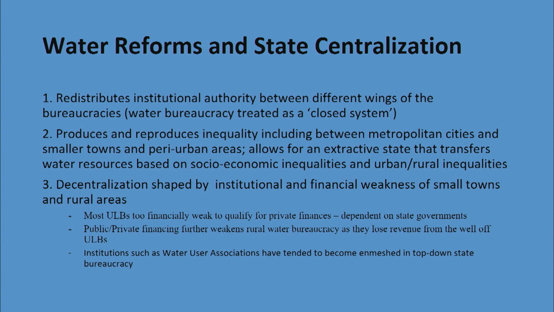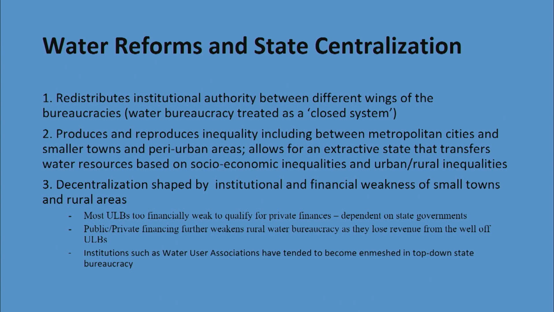The second point I'd like to summarize is that the water reforms tend to produce and reproduce inequality between metropolitan cities on the one hand and smaller towns and peri-urban areas. So we need to think about the urban in a more complicated way. And what this does as a side effect is it allows for what I would call an extractive state that transfers water resources based on socioeconomic inequalities and urban-rural inequalities. I use the word extractive to oppose it to sustainable. What happens is the state gets into a mode of crisis management where it then has to extract resources in order to deal with a crisis of water scarcity, which Richard was laying out for us.